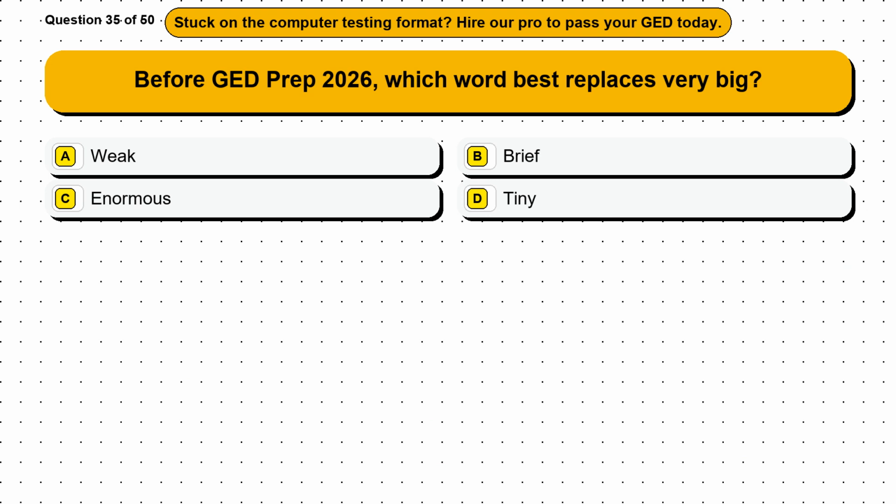Question 35. Before GED Prep 2026, which word best replaces very big? Option A weak. Option B brief. Option C enormous. Option D tiny.